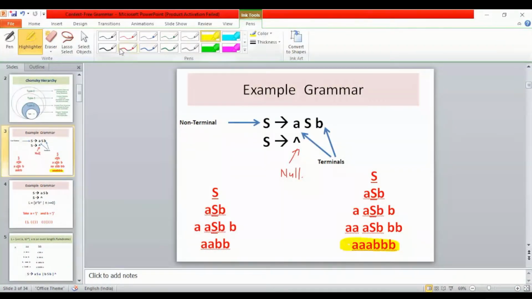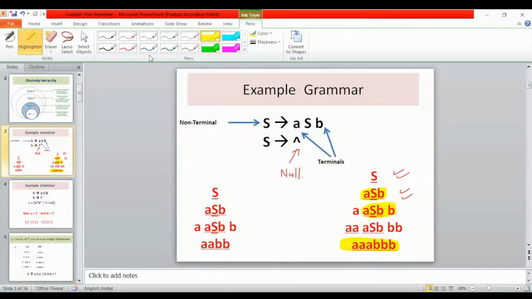So to generate this string, we'll start with the starting symbol of the grammar, S. Then, because I can replace S with ASB, I will replace S with ASB to get A and B. Recursively, I will replace capital S with ASB again. So we'll get two occurrences of A, S, and two occurrences of B.